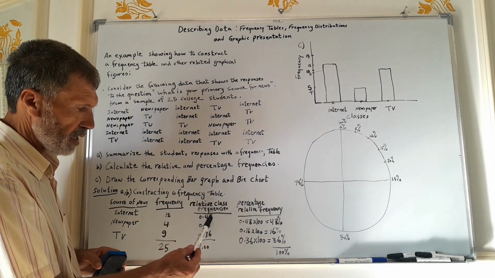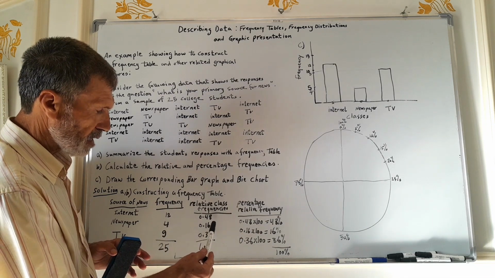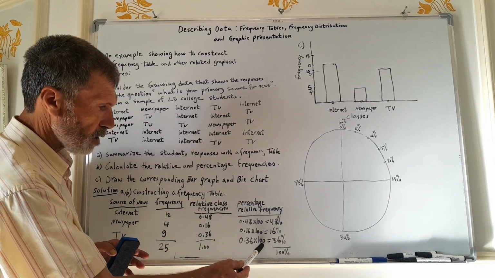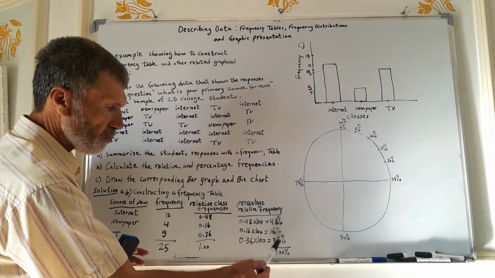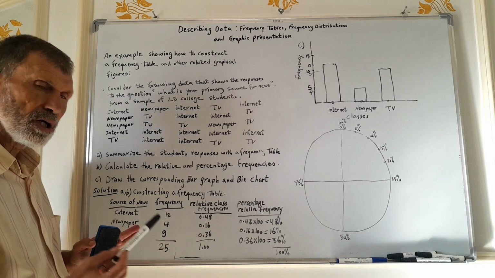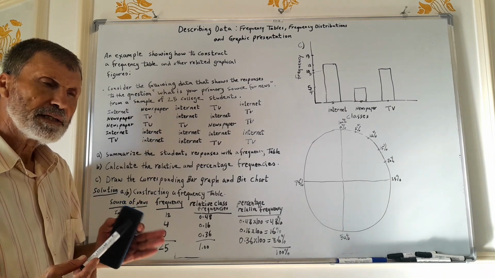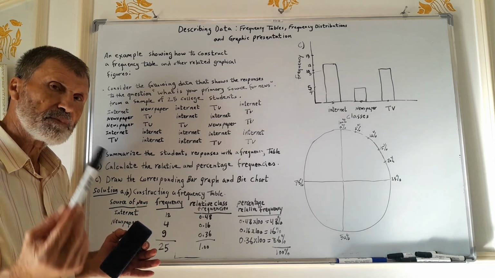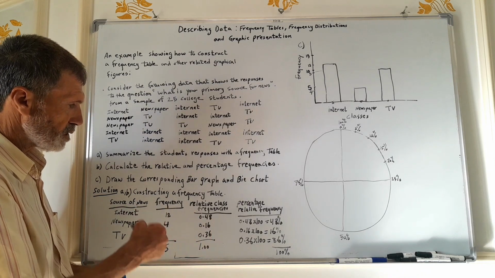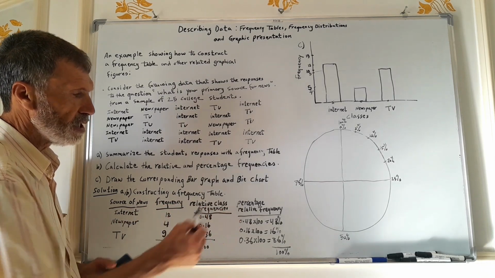So 0.48 times 100, we come up with 48%. 0.16 times 100, we come up with 16%. And 0.36 times 100, we get 36%. The total of these is 100%. So this is the example of constructing a frequency table along with the relative frequencies and the percentage relative frequencies. This table includes the frequencies, relative frequencies, and percentage relative frequencies.